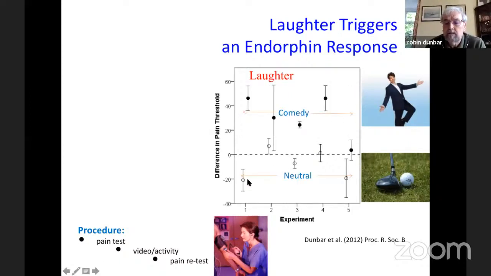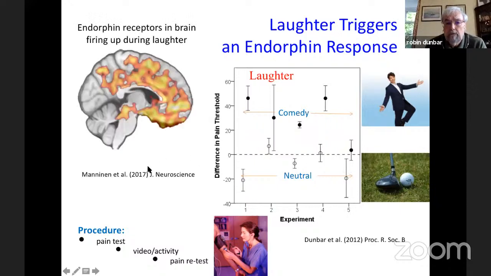And then this is data from 5 of our experiments, all very similar. Here's the change for comedy, people watching comedy videos. It's all positive, so it's above 0. Negative changes in pretty much all the people watching boring control videos.